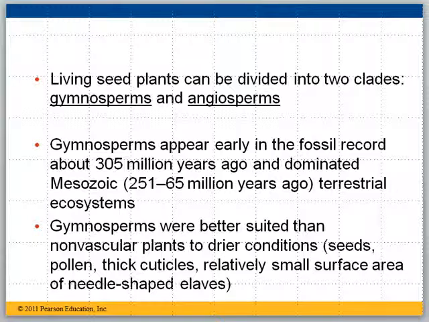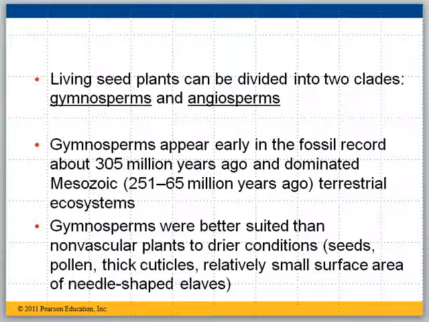They were better suited than non-vascular plants for the drier conditions of the terrestrial landscape. They had seeds, they produced pollen, they had thick cuticles on their leaves, and a relatively small surface area of needle-shaped leaves. All of these allow the plant to be better suited for the drier conditions inland, where, say, for example, a moss or some of the other non-vascular plants that we talked about could not live, primarily because they have to have moisture for reproduction to occur. But these gymnosperms had all these various adaptations that allowed them to survive further inland, away from the water, in drier conditions.